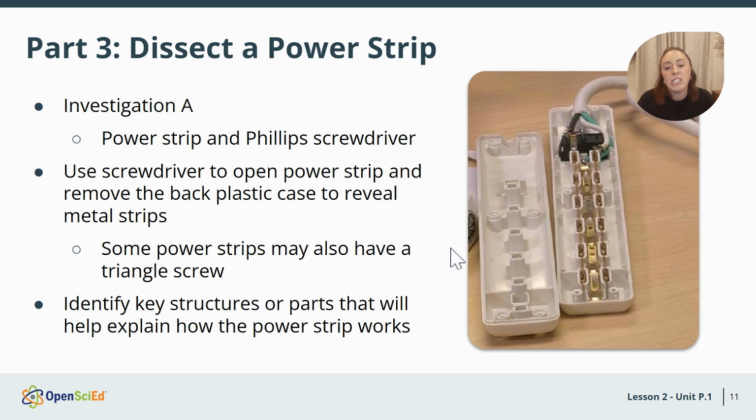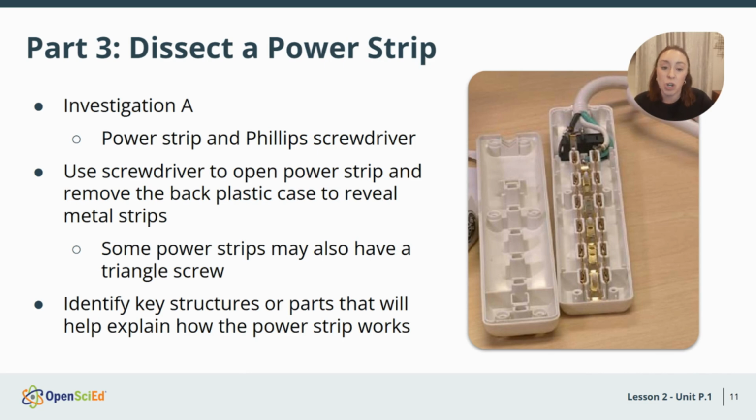And just to note here, some of your power strips might have a singular triangle screw. If that's the case, you can either use a special triangle screwdriver to remove it, or you can simply remove all of the other screws with the Phillips screwdriver and then just pop the case off and that last screw. You do want to emphasize with students to keep track of their screws because you will need them to reassemble these systems and use later in the day or use in future years.